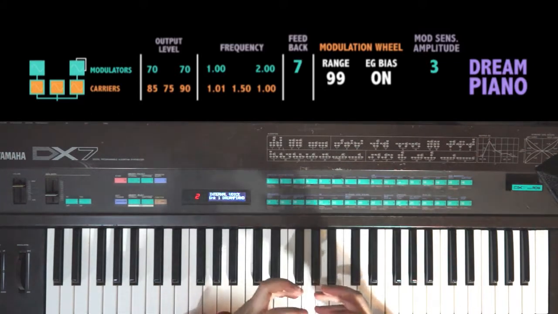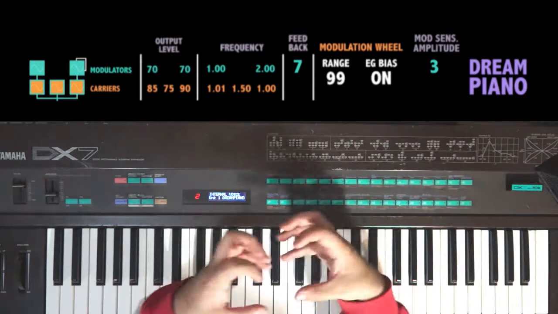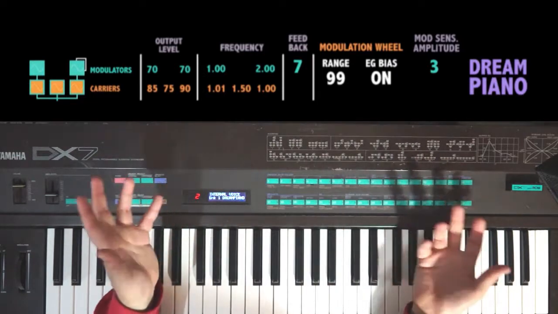It's quite complex in terms of the number of elements that are occurring, but those are the small steps that I took and how I pieced them together to create the whole, which is Dream Piano.